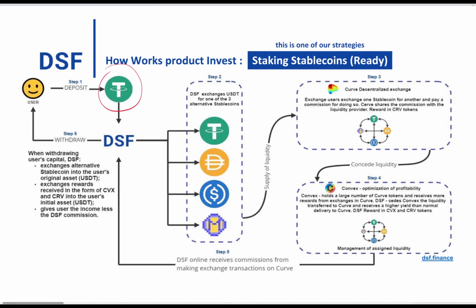The user transmits USDT. The DSF smart contract splits the USDT into 4 stablecoins, transfers those assets to Curve exchange, and stores them in Convex. Commissions are paid in CRV and CVX tokens. Next, when the user wants to withdraw their asset, the smart contract sells the CRV and CVX earned to the underlying asset, in this case USDT, and the user takes the underlying asset plus their commissions. The user transfers stablecoin. Their asset stays in stablecoin and they earn in stablecoin.